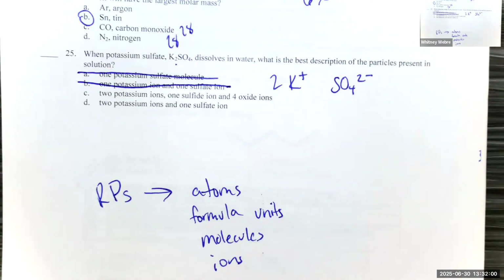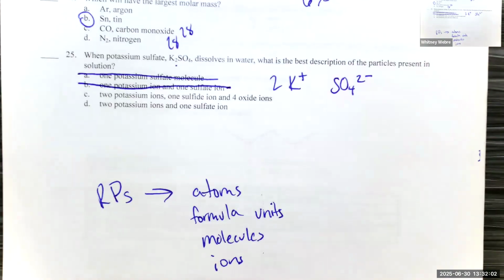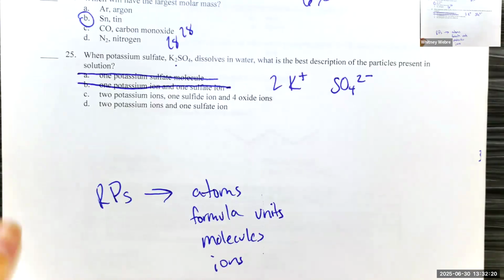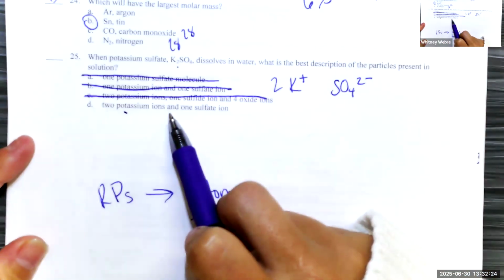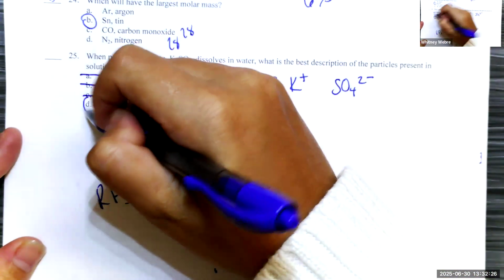2 potassium ions, 1 sulfide ion, and 1 oxide ion. Remember, polyatomic ions do not break down further. Keep them together. That sulfate will stay a sulfate. It'll not turn into sulfurs and oxygens. It will stay together. It cannot be C. And then 2 potassium ions and 1 sulfate ion. It has to be D.